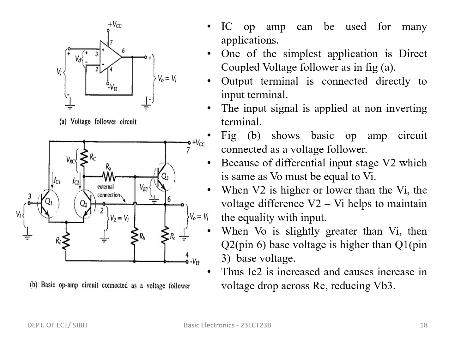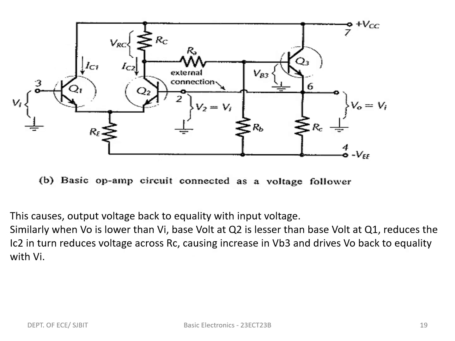When V2 is higher or lower than Vi, the voltage difference V2 minus Vi helps to maintain the equality within the input. When V0 is slightly greater than Vi, then the Q2 base voltage, that is pin number 6, is higher than the Q1 pin base voltage. Thus, IC2 is increased and causes an increase in voltage drop across RC, reducing VB3. This brings the output voltage back to equality with the input voltage.